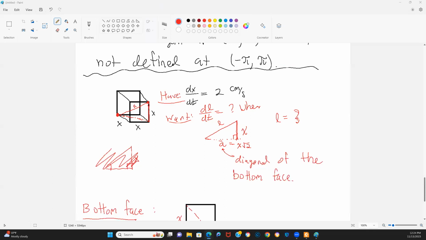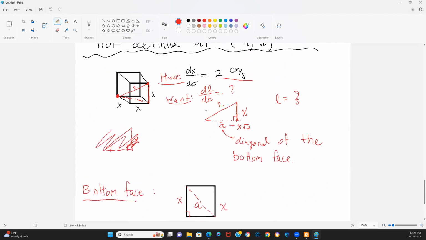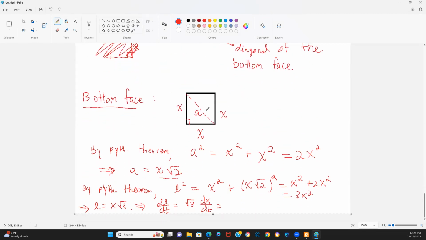Actually, you don't need to specify an x. We just want to find out the rate at which the diagonal is changing. That's okay. So now what we can do is just differentiate this right here. We have dl/dt equal to, let's say, root 3 times dx/dt. And now we know dx/dt is 2 centimeters per second. So this would be 2 root 3 centimeters per second. A little messy, sorry about that, but that's how you solve that. So hopefully that makes some sense.